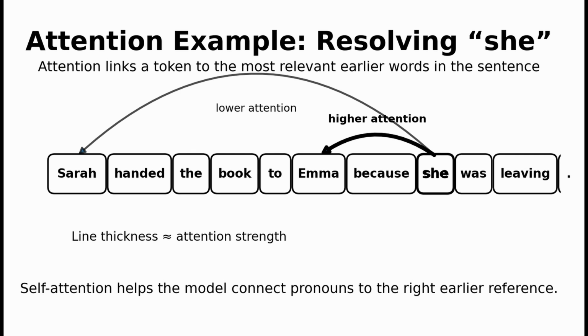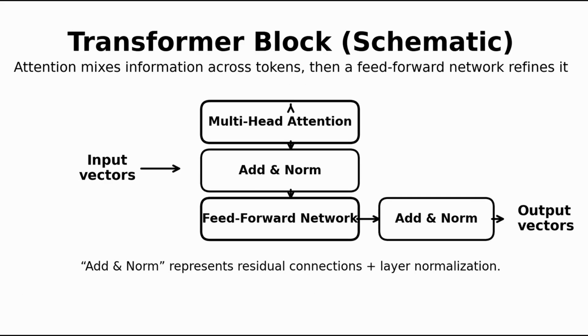When the model processes "she," it needs to connect that word to the right earlier person. This is exactly the kind of dependency attention helps with. The model can look back across the entire context window and weigh which tokens are most relevant to the token it's currently processing.